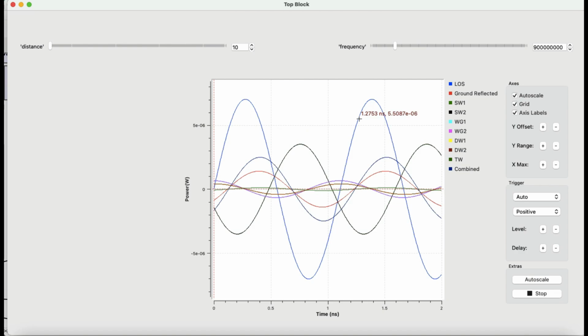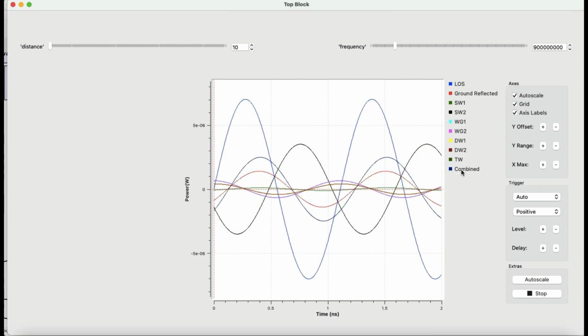The simulation is quite simple. So we have line of sight link. So this is where you're getting maximum signal. You have ground reflected signal, which is in green, in red, and then you have a couple of other signals. And this is the combined signal that you're receiving at the receiver. So let's look at that combined signal.